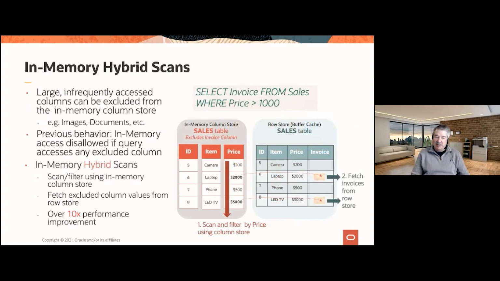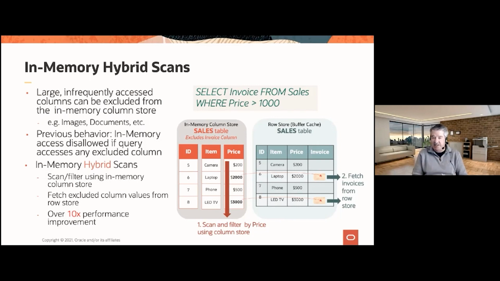So what else could we talk about? In-memory hybrid scans. This kind of goes with the idea of saving space in the column store, because you can exclude columns from being populated. In the past, if you did an alter table in memory and then did a no in memory with a list of columns that you excluded, and you queried those columns, then we couldn't do an in-memory access for that table, because the query included those excluded columns.